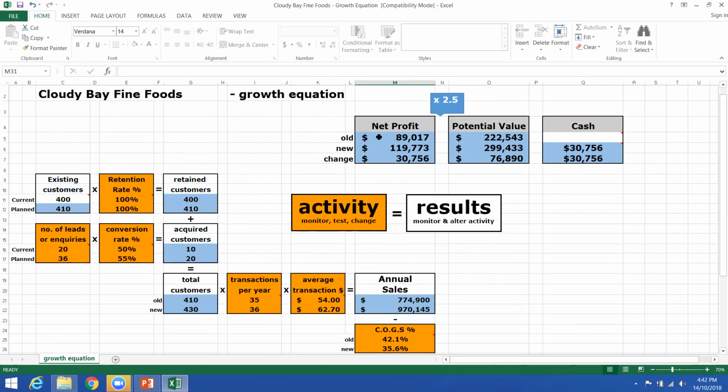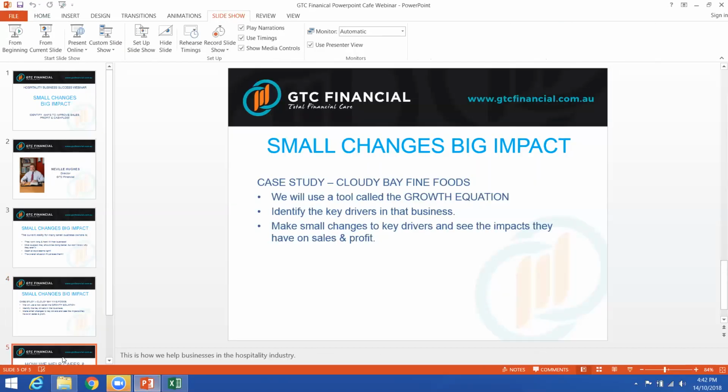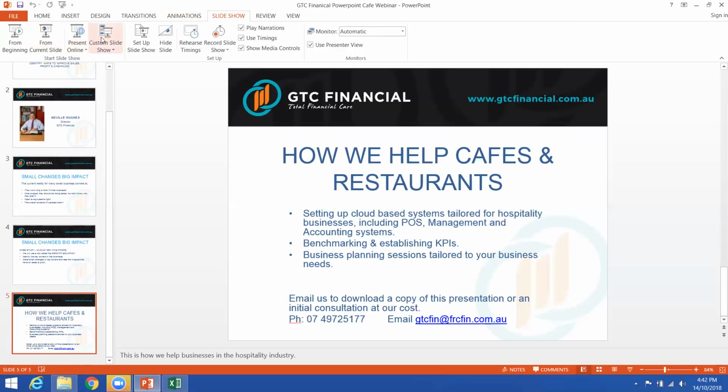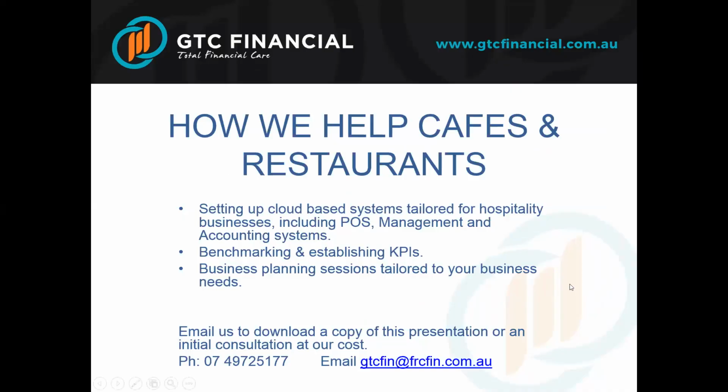I'm actually going to go back to the presentation now. So as you can see, we use this growth equation a lot. And normally at the end of a session where we would have finished up before, and believe me, it takes a lot more than 30 odd minutes. These sessions can take well over half a day, depending on what we need to do in a business.